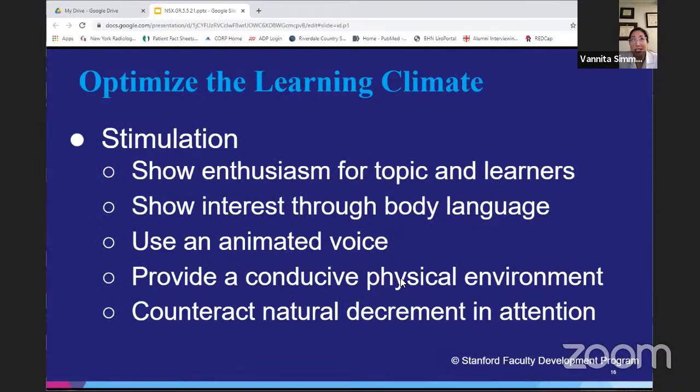So show enthusiasm for your topic. I love arteriovenous fistulae. I'm so excited to be here at Grand Rounds. I love having medical students with me in the operating room. Show your interest through body language. Look at your learners. If they're hiding in the corner of the OR, invite them to come to the table, of course, when it's appropriate, and make sure that they're sterile. Use an animated voice.